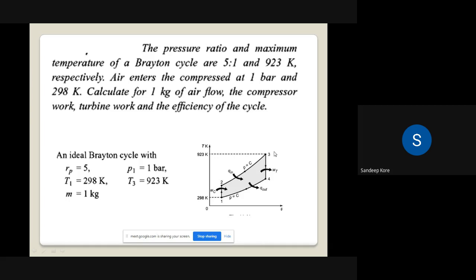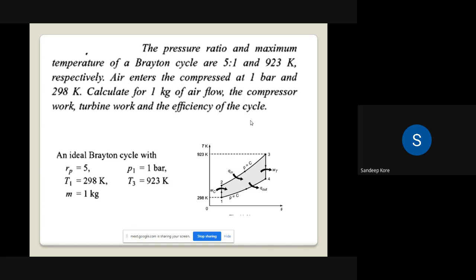So draw this PV diagram. The pressure ratio is given as 5, P1 is 1 bar, T1 is 298 Kelvin, T3 is 923 Kelvin, and mass is 1 kg. We need turbine work, compressor work, and efficiency. Efficiency we can find out directly using the formula 1 minus 1 upon Rp raised to gamma minus 1 upon gamma. So the value of gamma you should know. Find out first the compressor work and turbine work.